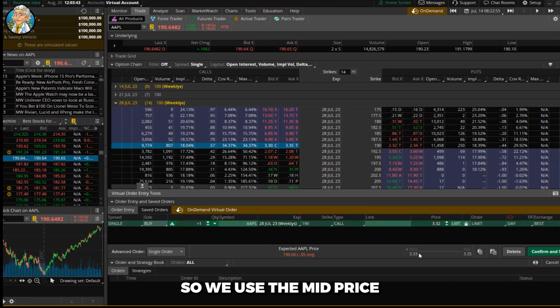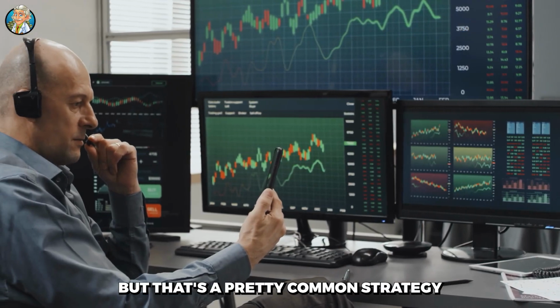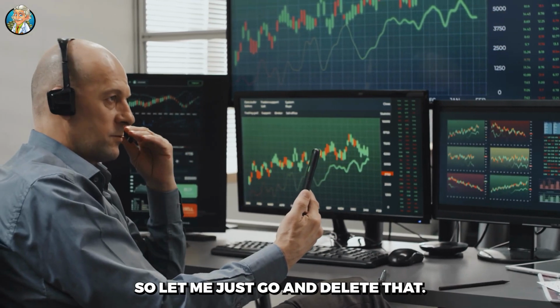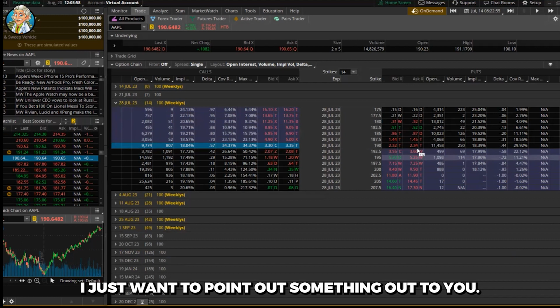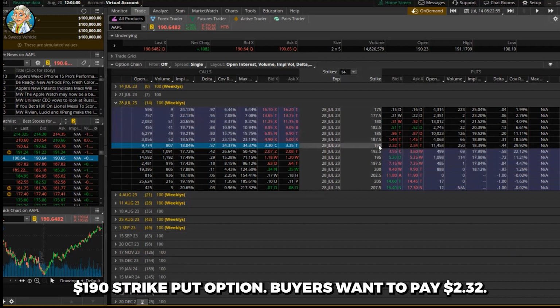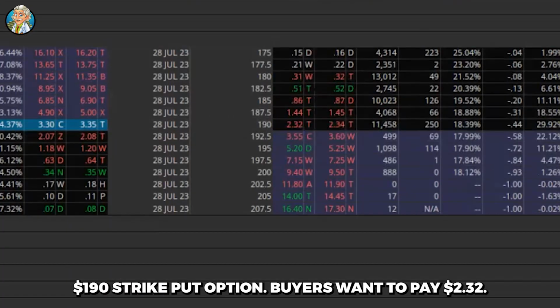So we use the mid price, and I don't know if a lot of people talk about that, but that's a pretty common strategy amongst successful traders. So let me just go ahead and delete that. And then one thing you'll notice, before we wrap this up, I just want to point something out to you. So let's focus on this 190 strike put option.